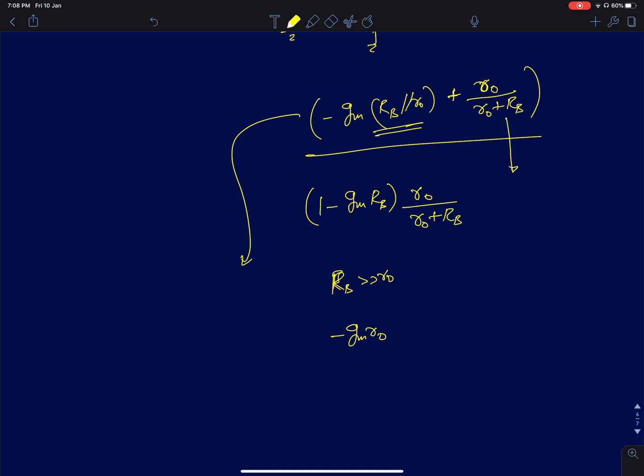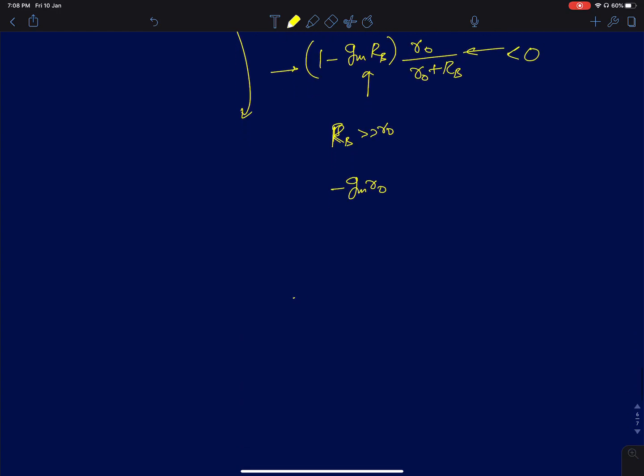So that's how you derive the gain for the circuit. You will get a gain like this. Since GM RB is much greater than 1, you will actually have this gain to be negative. You might wonder, common source gain has to be negative, so why is this 1 minus something? GM RB is much greater than 1, so this should be negative. This term will be less than 0.